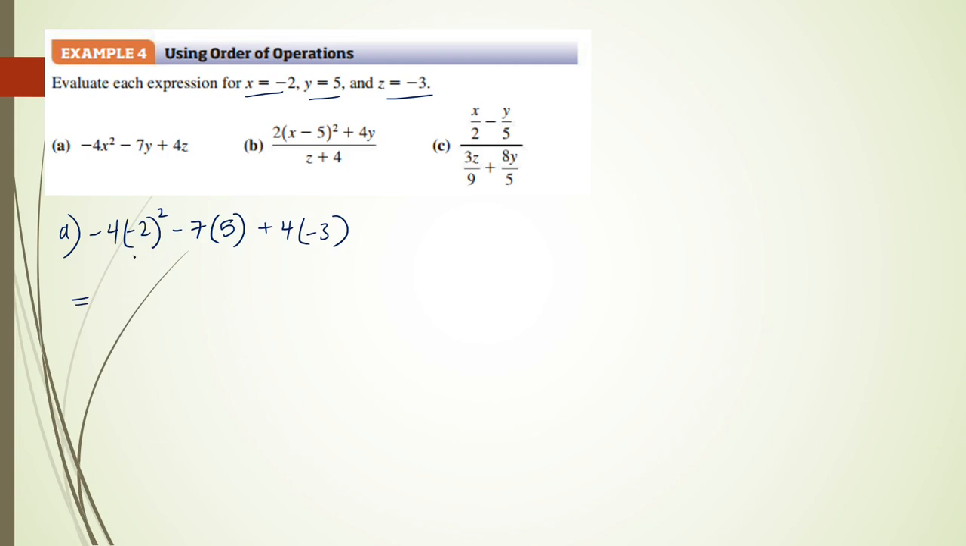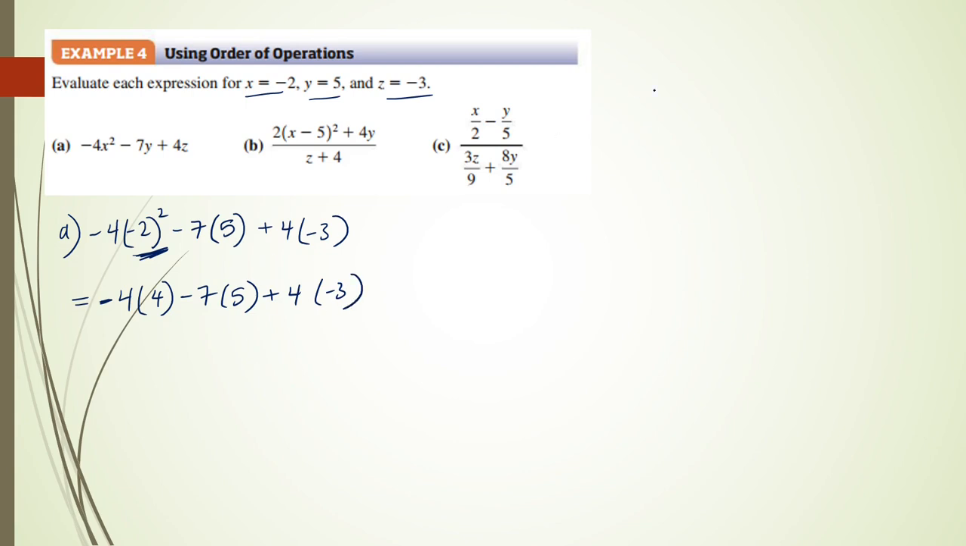According to our order of operations, I have to do the exponent first. These aren't considered parentheses, so we'll do the exponent first. We have negative 4 times negative 2 squared, that's positive 4. And I'll just copy down the rest.